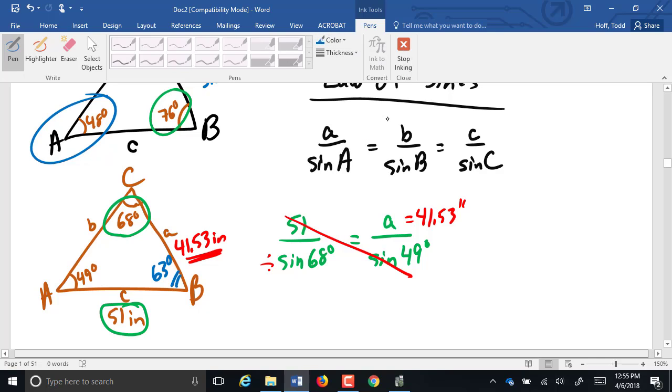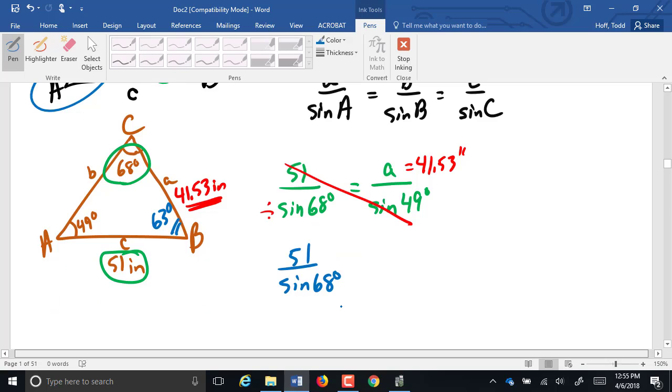To find side B, it's the exact same process. It's still 51 over the sine of 68 degrees. We can still use that one. I avoid using this 41.53 because I just calculated it, and even if I did do it correctly, there are still round-off errors in it. So it's nice to go back to original information. What's going to go in the second ratio this time?